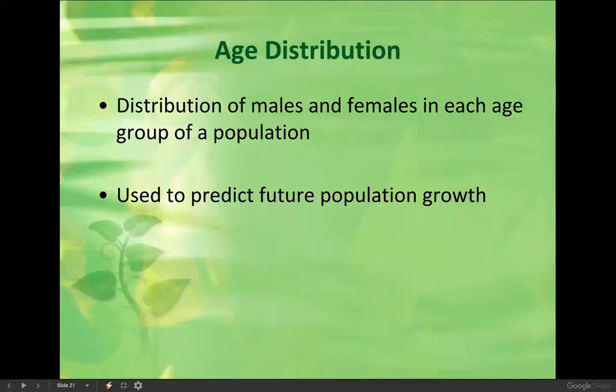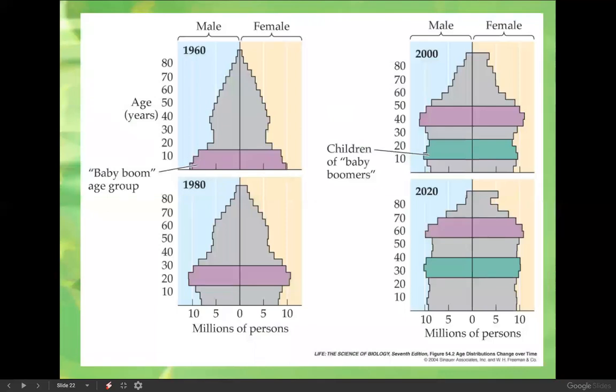Age distribution, the number of males and females in each group of a population, is used to predict future growth. So if you don't have a ton of females, then you're not going to have a lot of offspring. So the baby boom age group, when they reached the ability to have children, that's where we had a little bit of a bump. And that's all changed now as things are starting to slow down as they age out.